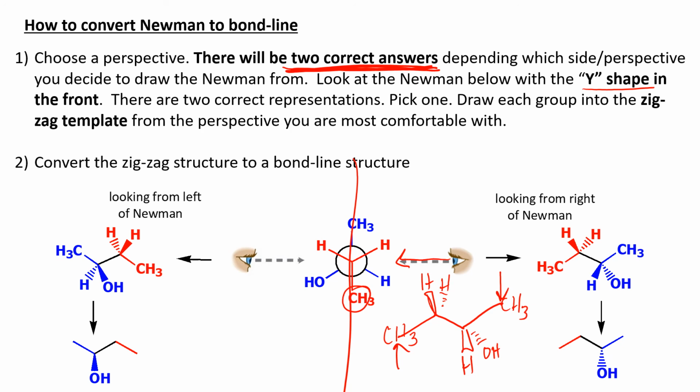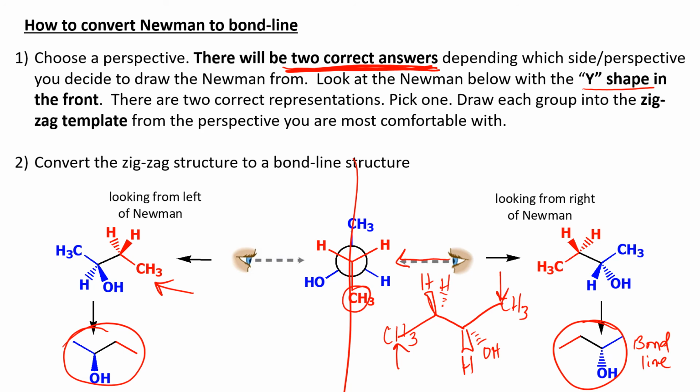The rest is just converting that zigzag template back into a bond line. And remember, bond lines omit the carbons and the hydrogen atoms. We don't write the C's and the H's. Each methyl group is an endpoint, and the corners are your CH2s. So we convert our zigzag template back into a bond line, and that would be one correct answer. And on the left, over here, if you convert this back to a bond line, you get that.